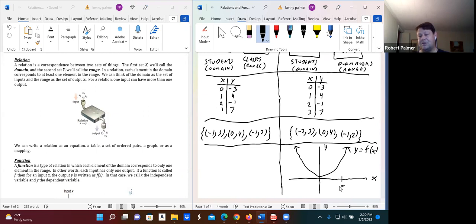For example, I pick this x right here, then the point on the graph it goes to is right here, x and y. It only has one output, one y at a time. And that's true of any x you want to pick. That makes this a function. Each input goes to one output at a time.